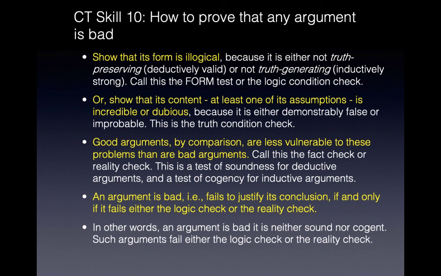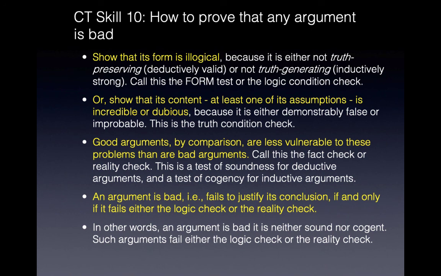You can show its form is illogical because it's either not truth-preserving, that is deductively valid, where the truth of the premises guarantees the truth of the conclusion. We could show it's not truth-generating, by which we mean inductively strong. A truth-generating argument is one which reveals some new or further or projected truth. Call this the form test, the logic condition check.